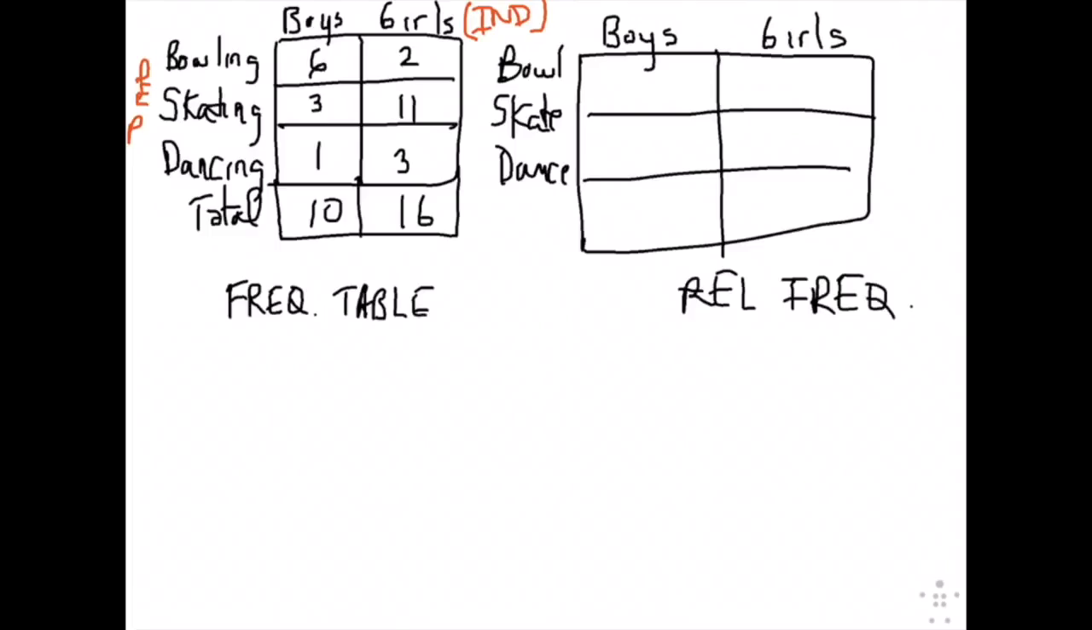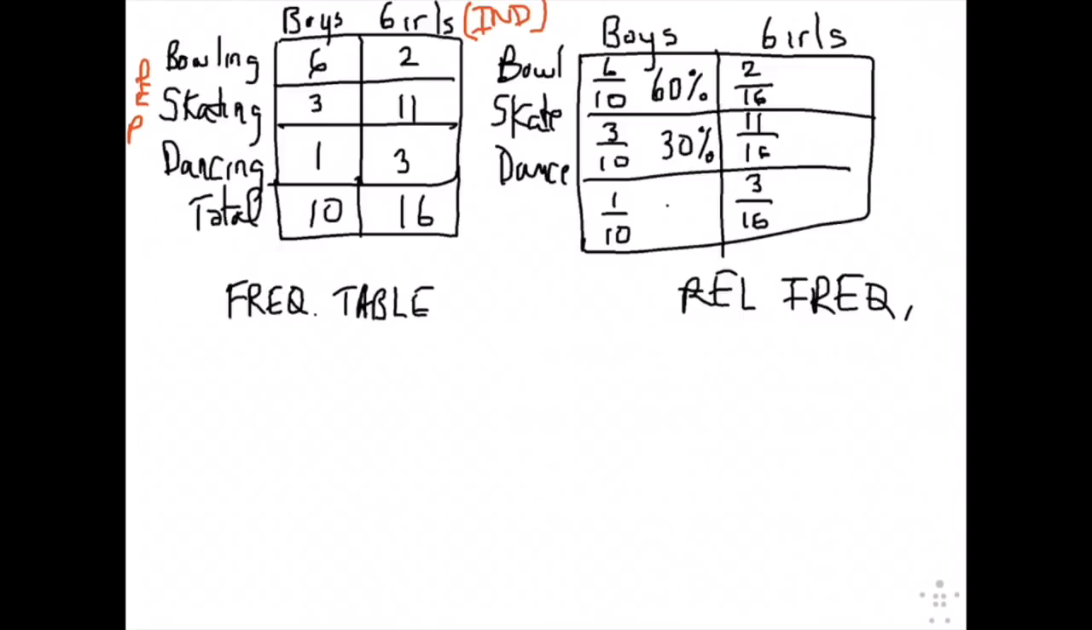Okay. So now we have to divide by the totals. So this becomes 6 over 10. This is 3 over 10. And this is 1 over 10. And then this is 2 over 16, 11 over 16, and 3 over 16. And we would want to write these now as percentages. So this would be 60%, right? 6 out of 10. This would be 30%.